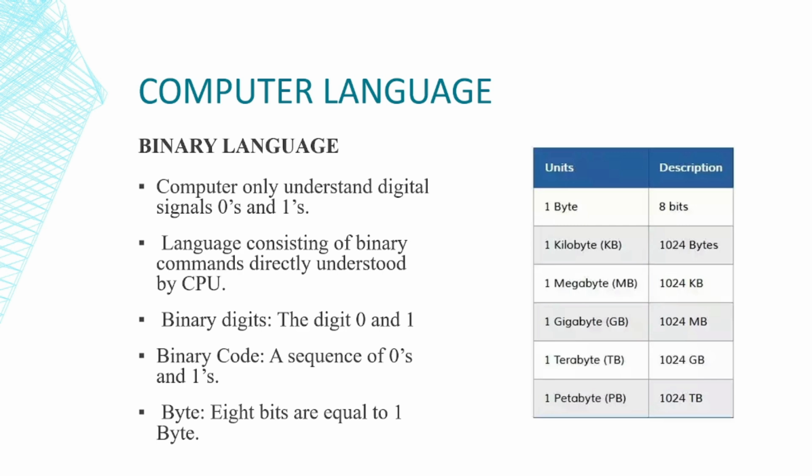Byte. 8 bits are equal to 1 byte. This table shows the conversion of bits to bytes. 1 byte is equal to 8 bits. 1 kilobyte is equal to 1024 bytes. Like this, 1 megabyte is equal to 1024 kilobytes, and etc.